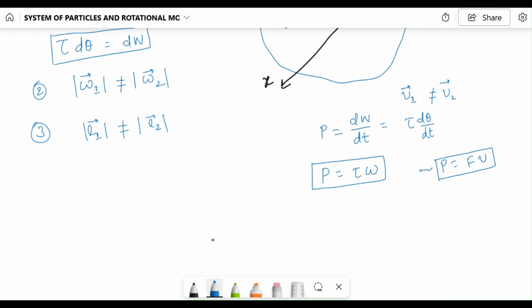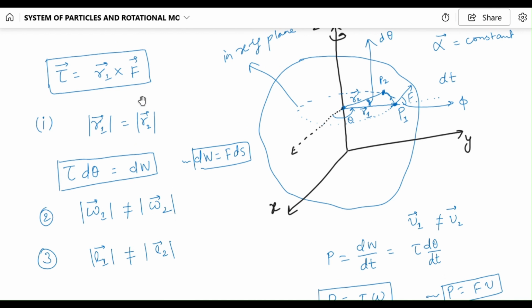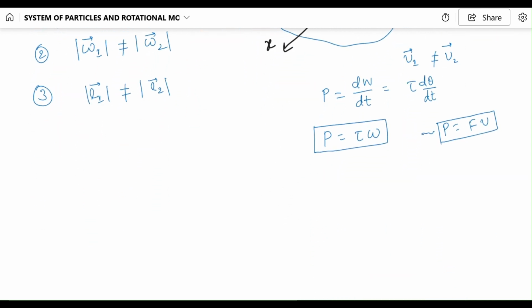And here we have already mentioned that dW in case of linear motion will be constant force times a small displacement. So that is another analogy here. And what about this one? This one, no need to write an analogy because this is a definition for torque. Okay, now let us move to the next stage of our discussion.